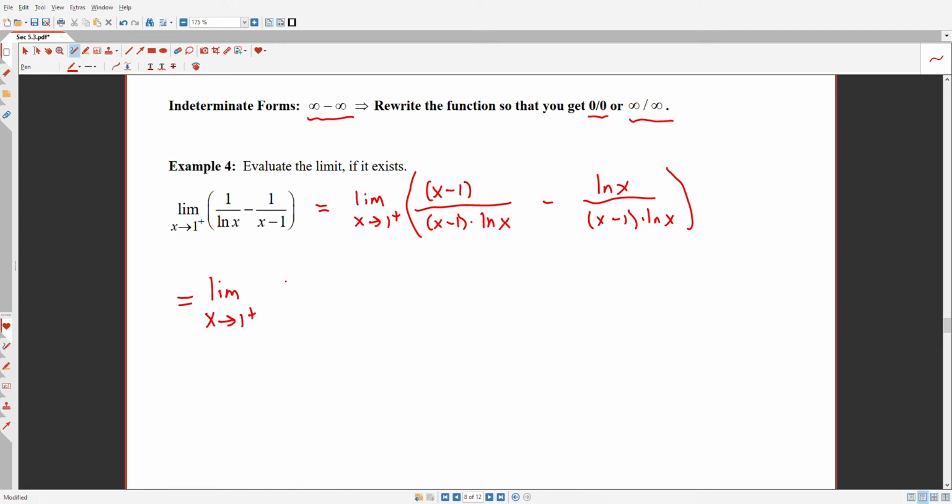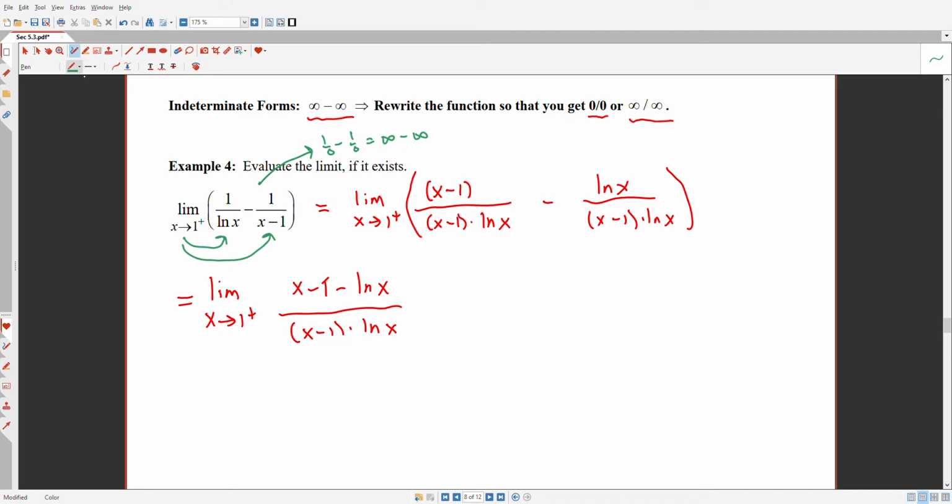So now I can combine the two stuff on top. I'll have x minus 1 minus the natural log of x times this stuff. And here's what we can see happens. If I had tried to plug in 1 into the original, then I would get that this limit goes to 1 over 0 minus 1 over 0, which you could call infinity minus infinity.